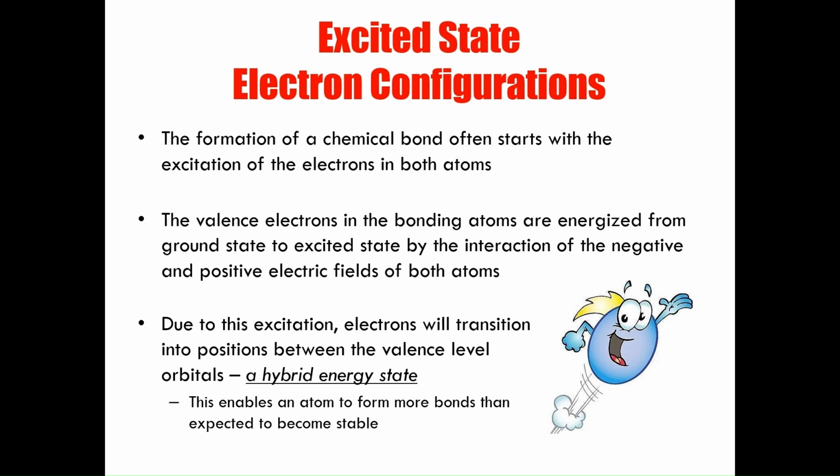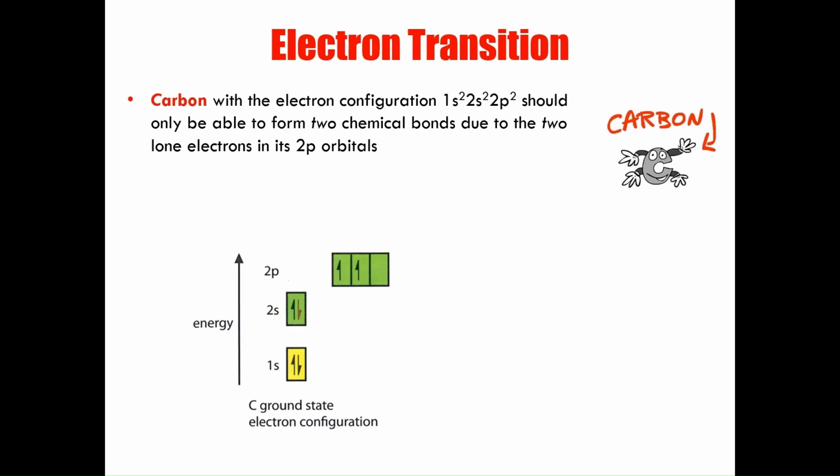Due to this excitation, electrons will transition into positions between the valence level orbitals, into a hybrid energy state. It is this occurrence that enables an atom to form more bonds to become stable. Let's examine carbon to further understand this concept.